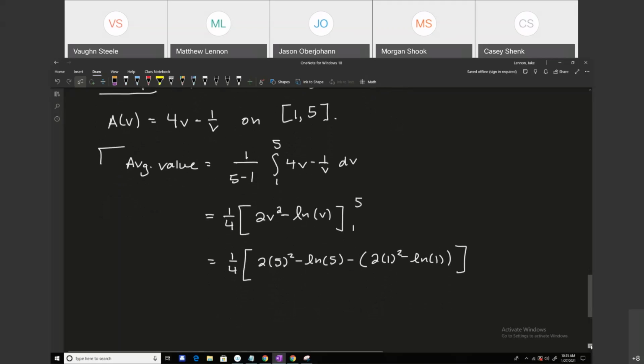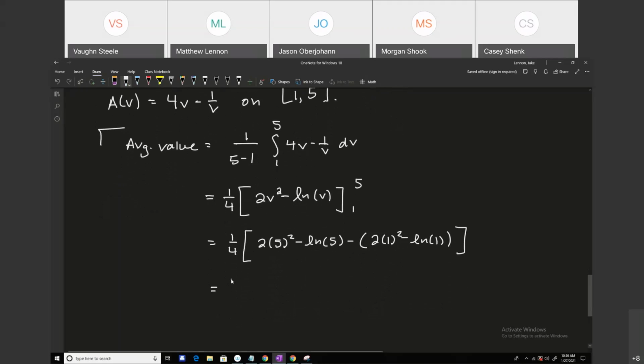So what do we end up with here? We have 1/4. And then on the inside, we're going to have 50 minus the natural log of 5, and then just minus 2. So 50 minus 2 is 48. 48 divided by 4 is going to be 12. So we have 12 minus the natural log of 5 over 4, which, if you approximate it, comes out to about 11.60.